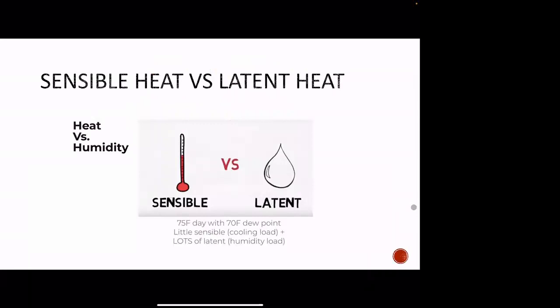So we have sensible heat versus latent heat, heat versus humidity here. Sensible heat is the temperature we all see on the thermostat. We all understand it because that's what the thermostat's reading, right? That's our cooling load. However, there's a lot of latent heat. And what I mean by latent heat is humidity, moisture, grains of moisture in the air. And we have to know how much of that moisture we need to move out of a home. But how do we know? We don't unless we test. So again, sizing, very, very important, and understanding latent and dew point.